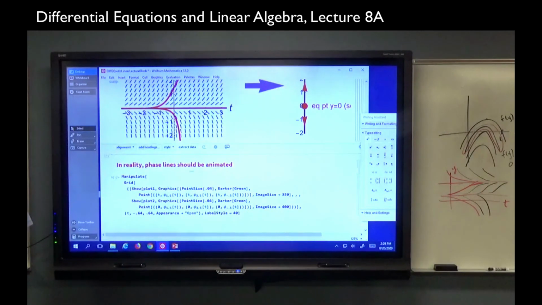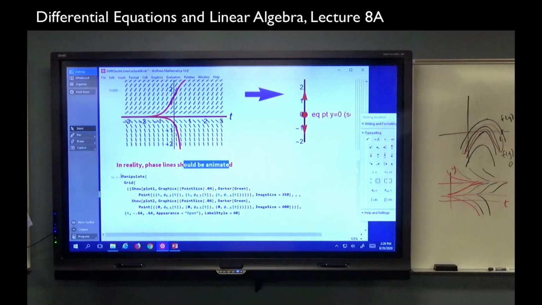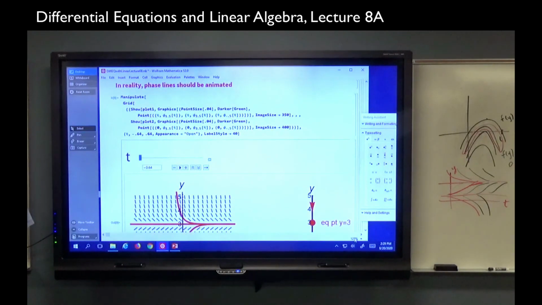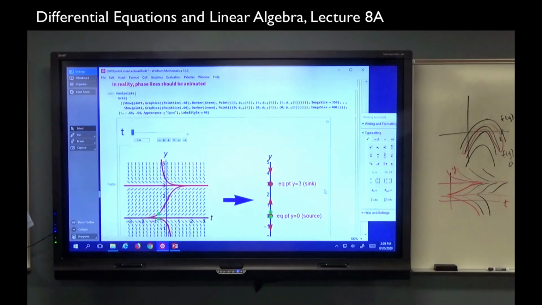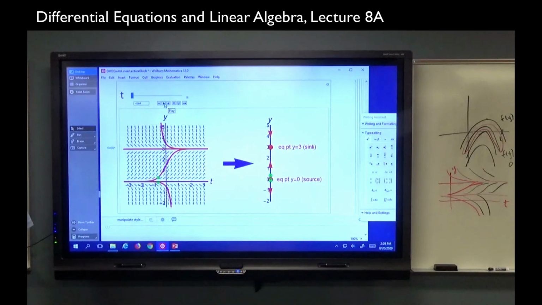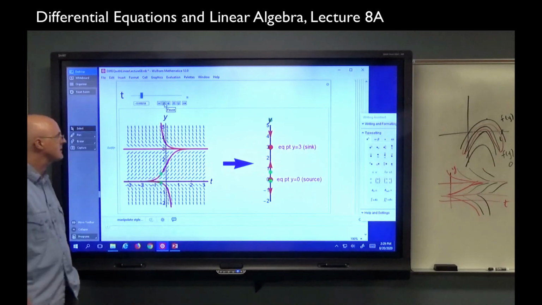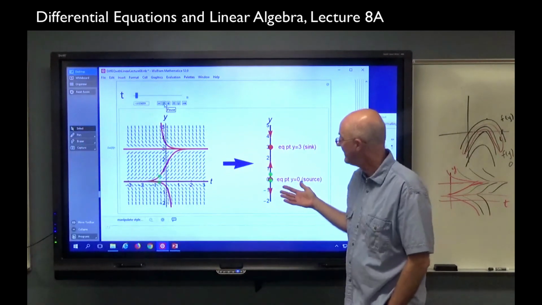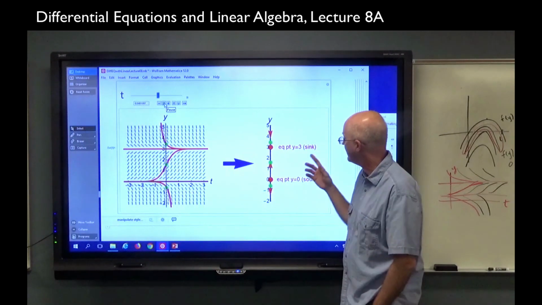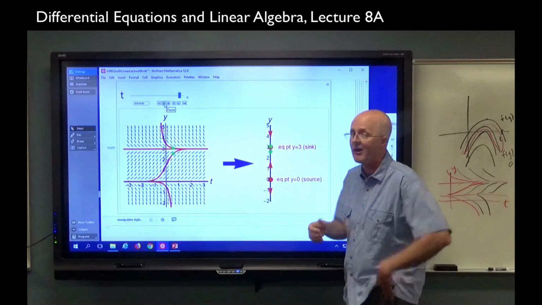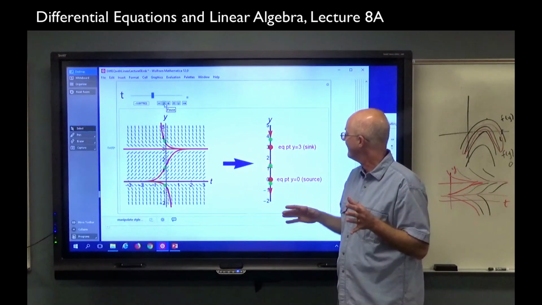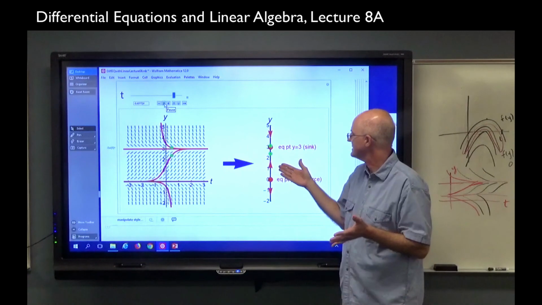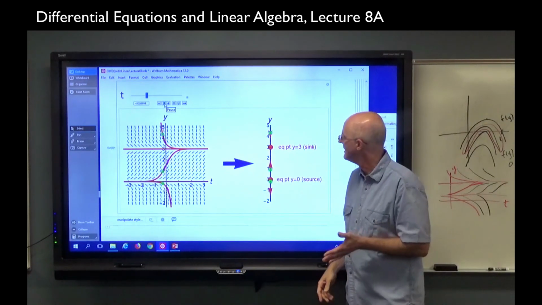And then, in general, we can animate them. Manipulate is one Mathematica function that will make animations. I'm not going to explain this over the lecture here because we're so long on time. But just to see what the result is here, here's the animation of the phase line. The red dots are the equilibrium points. The green dots are not equilibrium points. They are y values of solutions at certain times.